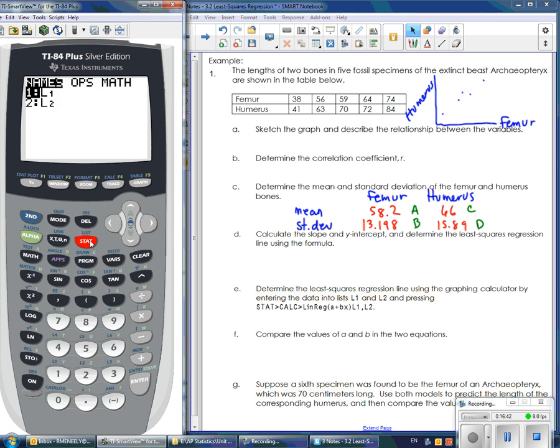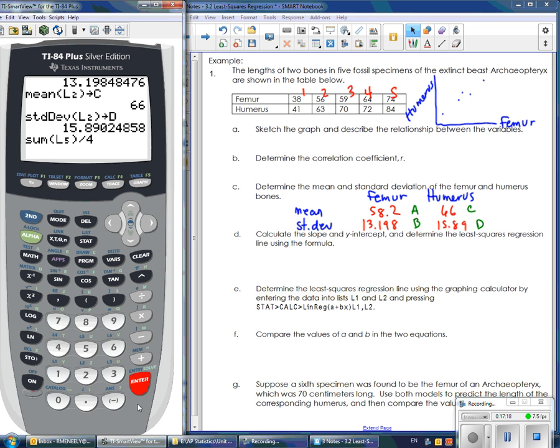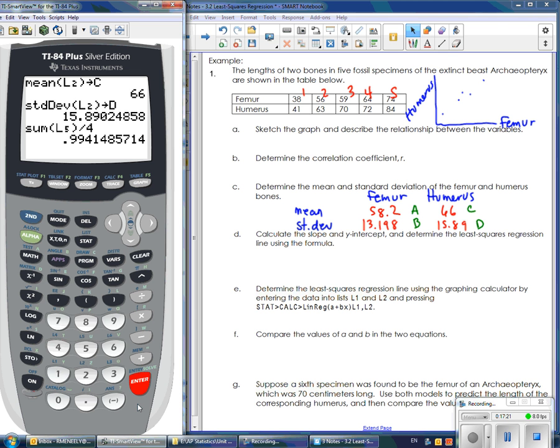So the sum, I go to second stat, it's under the math menu, and sum is option 5. So I'm actually going to take the sum of list 5 and I want to divide that by n minus 1. So I've got 1, 2, 3, 4, 5 data points, and so I'm going to divide by n minus 1, which would be 4. Okay, and when I press enter, that gives me my correlation coefficient.